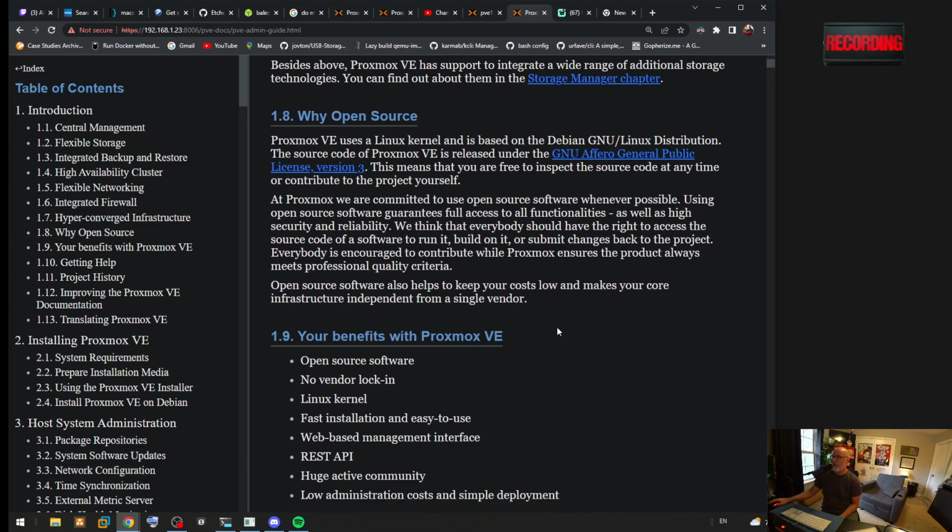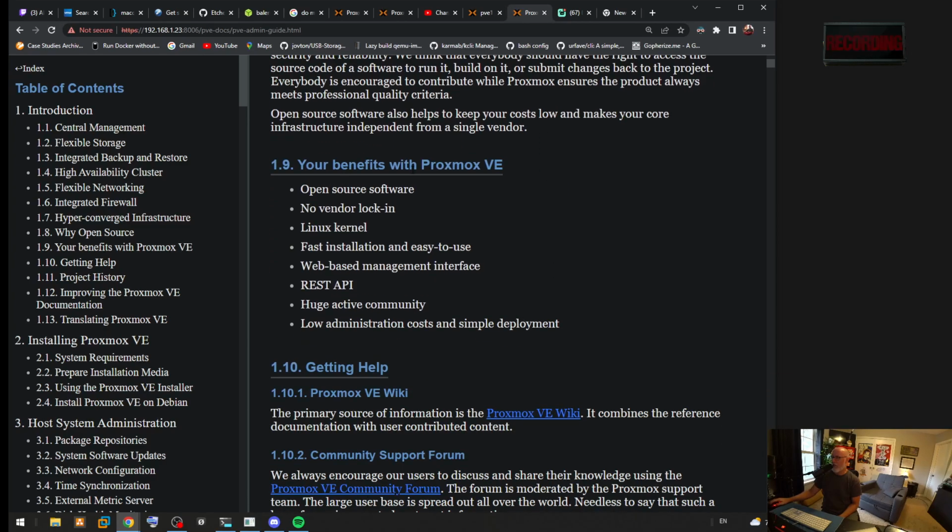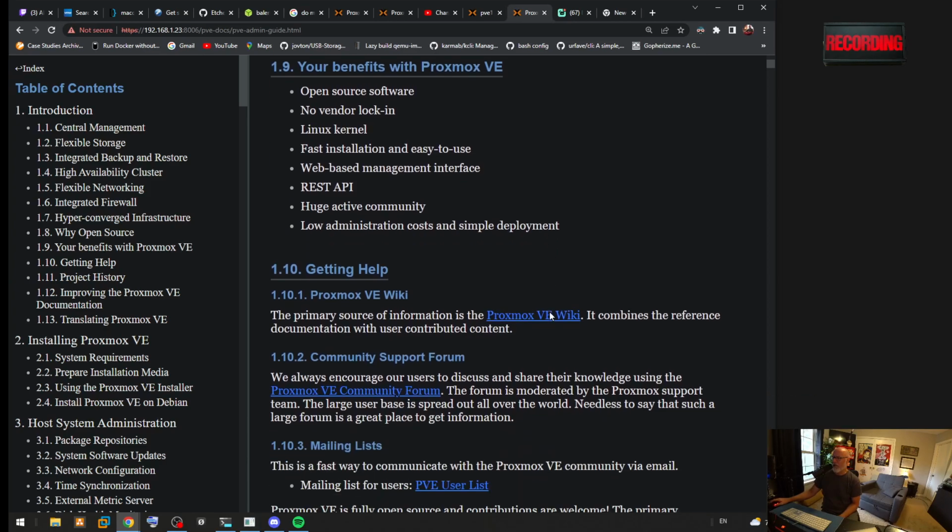Yeah, it's true. 1.9, your benefits with Proxmox VE. Open source software. No vendor lock-in, Linux kernel, fast installation, easy to use web-based management interface, REST API, huge active community, low administration costs. I agree with every one of those things.